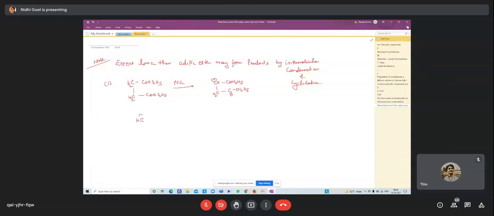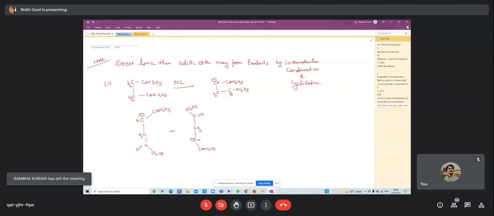So CH negative, COO, C2H5, here CH2, C double bond O, OC2H5, when it reacts with another molecule, C double bond O, OC2H5, this is CH2, this is CH negative, and this is CO, C2H5.